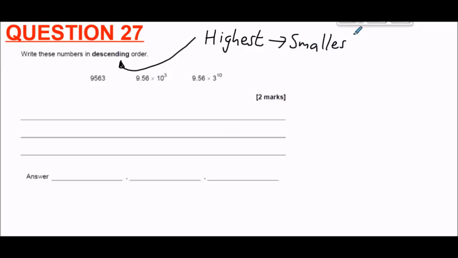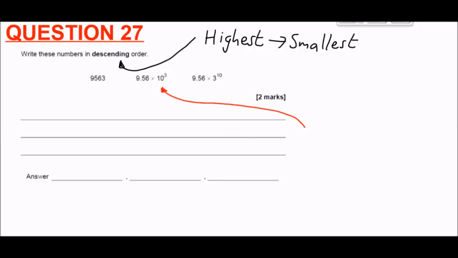Question 27, write these numbers in descending order. So descending means your numbers are going smaller. So highest first, down to smallest last. So your biggest number first, your smallest number last. So what you're best doing here is just working out directly what your numbers are. Well, 9563, that's just as it says. This one here, 9.56 times 10 cubed, that one's in standard form.